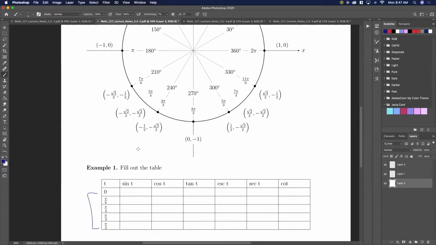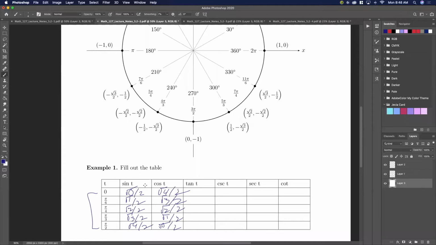So here, remember the little trick I taught you: square root 0 over 2, square root 1 over 2, square root 2 over 2, square root 3 over 2, and then square root 4 over 2. This goes up, and then you do the backwards here. So square root 0 over 2, square root 1 over 2, square root 2 over 2, square root 3 over 2, and then square root 4 over 2.